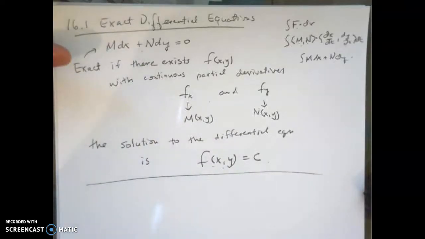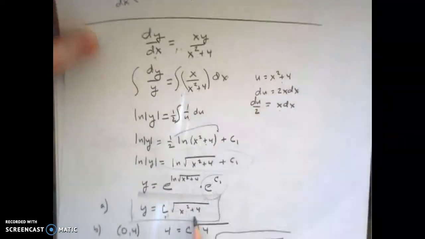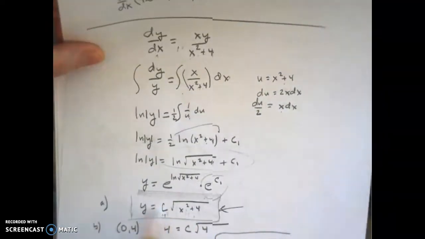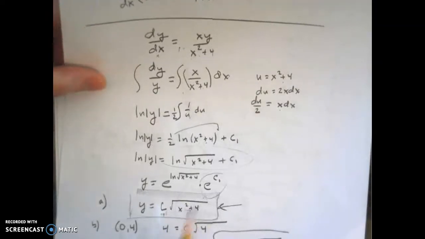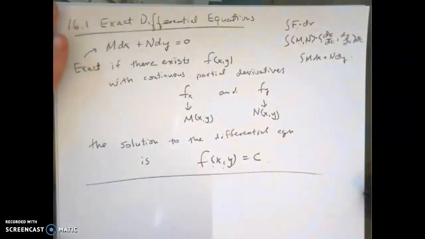Remember, you don't just get one answer when you solve a differential equation. You get something like this. We got an entire family of equations where c can be any constant. Any equation in this form will be a solution to this differential equation. So this is going to be your family of equations. That's the solution. Okay? So let's try an example.